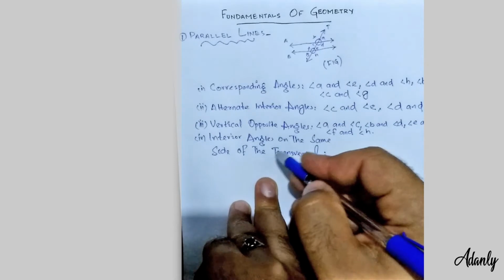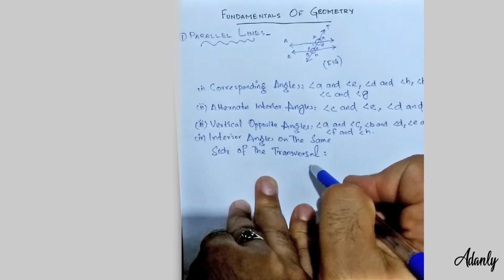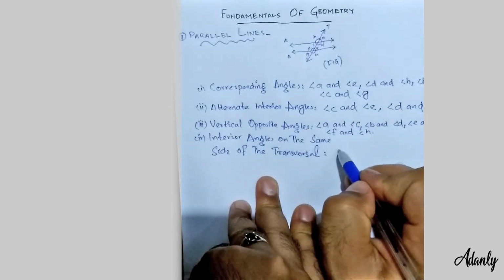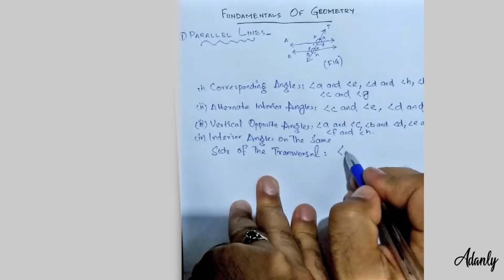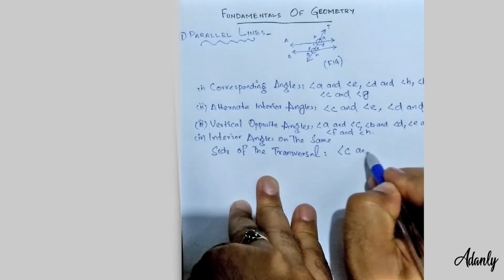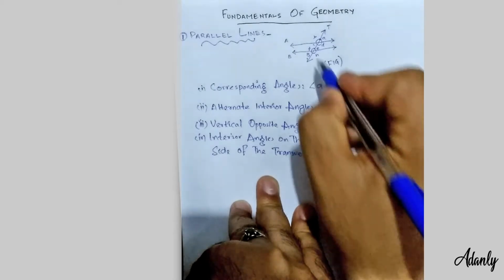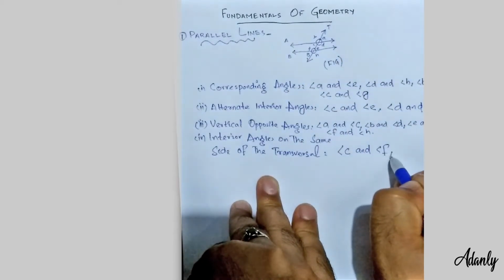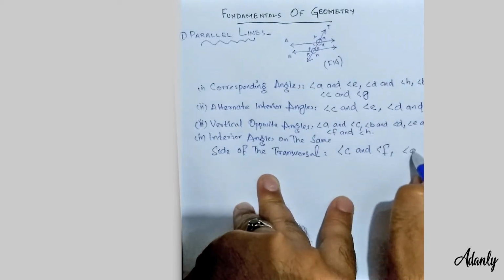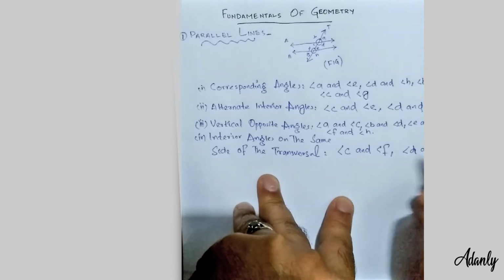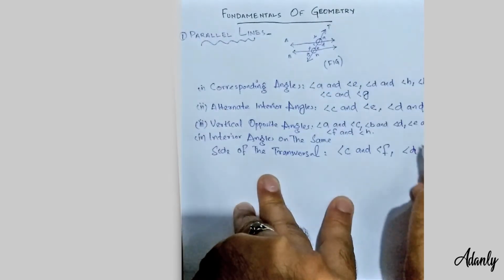Now the interior angles on the same side of the transversal are angle C and angle F, and another pair is angle D and angle E.